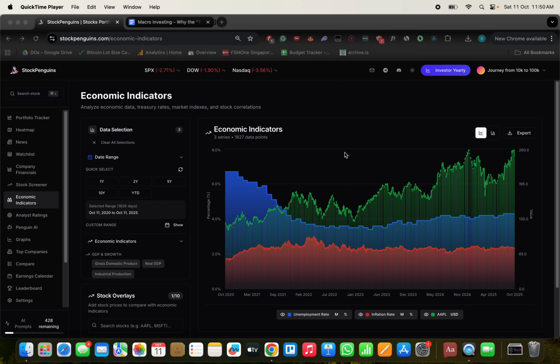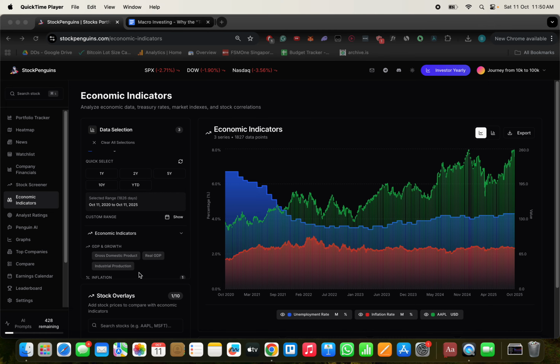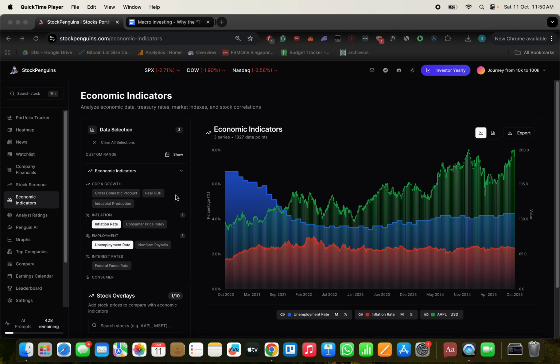Today, we would like to share how you can incorporate economic indicators into your investment framework with StockPenguins.com's new economic indicators. Our newly launched feature will allow you to choose different economic indicators that we have singled out to be of more importance through various aspects.